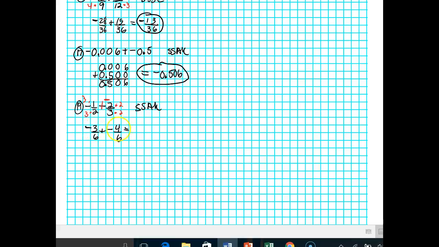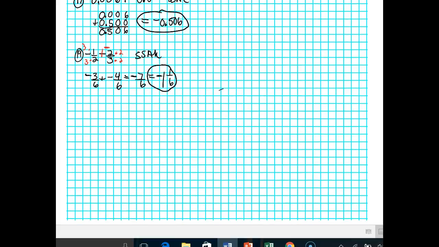My answer, negative 3 plus negative 4, just add them up, keep the negative sign, is 7 over 6. However, this is not okay because that's improper. So how many times does 6 go into 7? 1 time with 1 left over, but don't forget your negative sign. So negative 1 and 1/6 is your answer there.